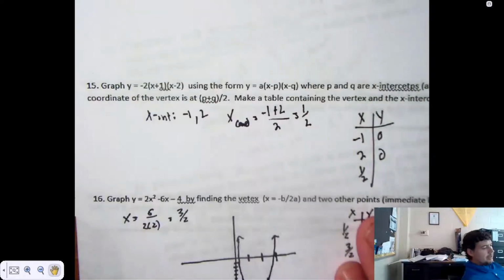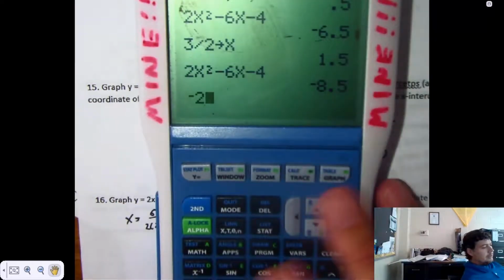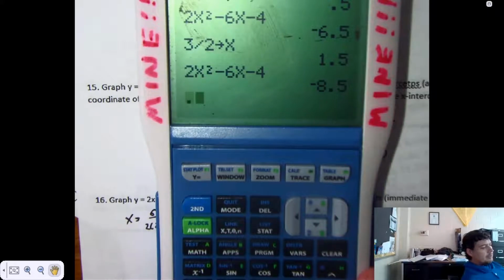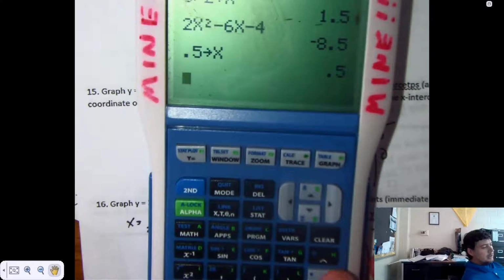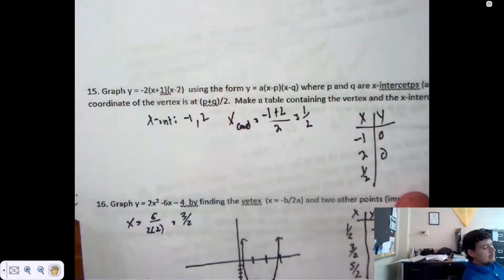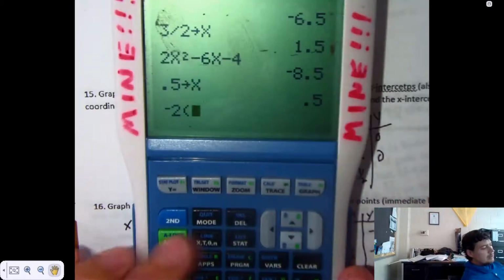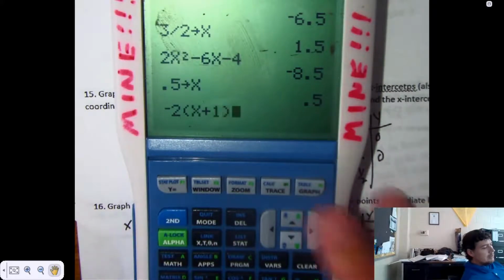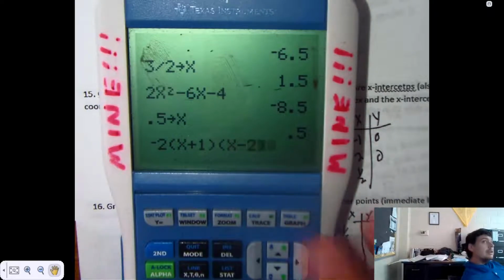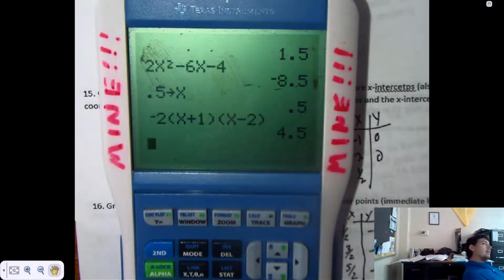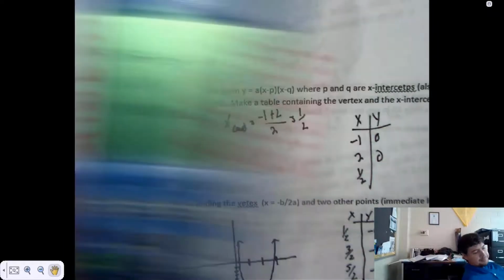Do I need to use a calculator on that? Yeah, we will. I'll just do the storage feature. 0.5 stored to x. Negative 2. You guys don't play along, so whatever. The number of kids who miss problems because they don't know how to use a calculator is absolutely ridiculous. 4.5.